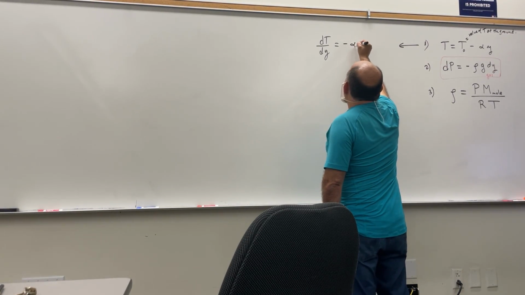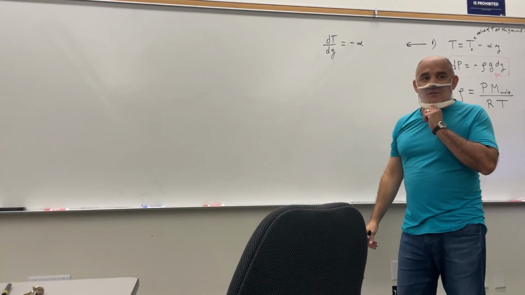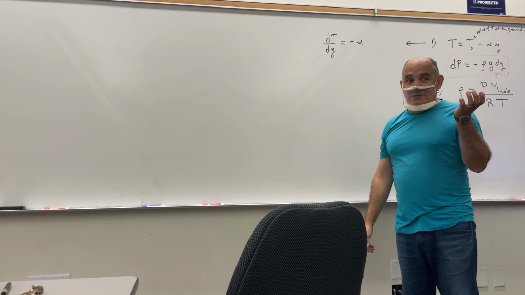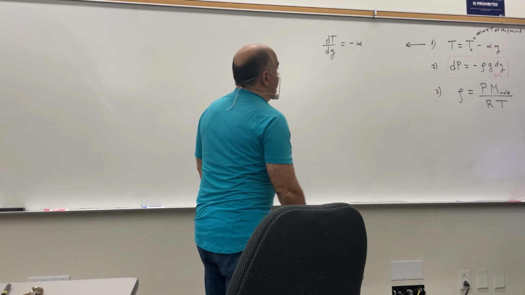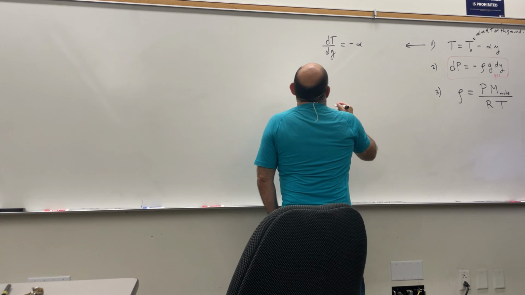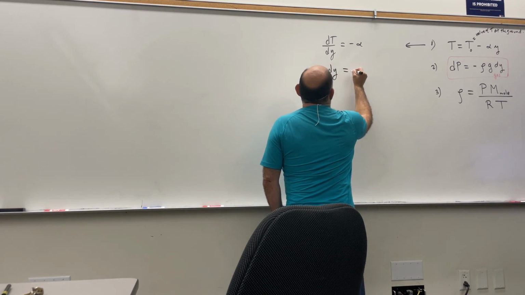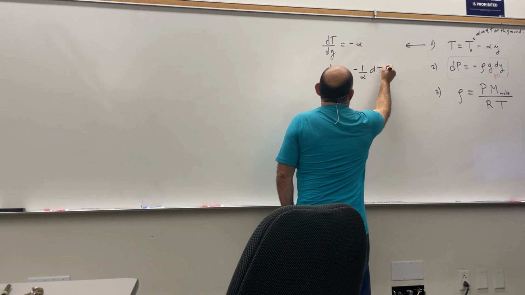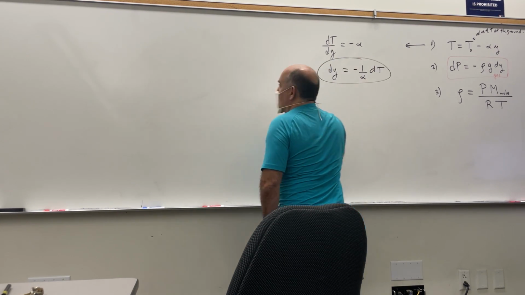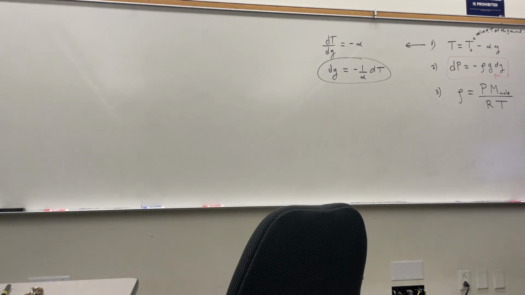So this is just minus alpha, right? Yes, and alpha is a constant, right? So therefore, I can say that dy equals minus 1 over alpha dt. So I'm going to take this and plug it in here.